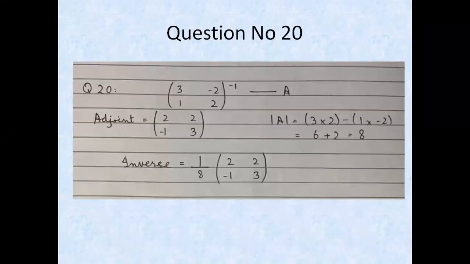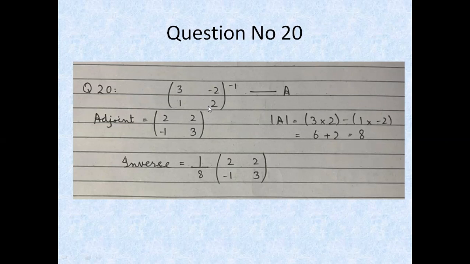So first of all, we will find the determinant. Suppose its name is A. The original without the inverse is A. So I will find the determinant. 3 2s are 6, minus 1 into minus 2 is minus 2. So 6 plus 2 will be 8. So the determinant of A will be 8.